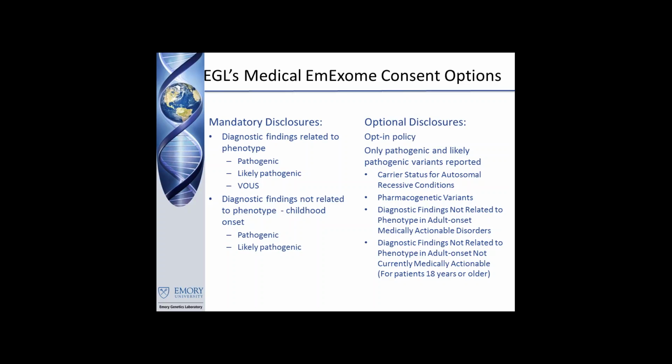We also have two categories of diagnostic findings that are not related to phenotype in adult onset disorders. The first one is adult onset medically actionable disorders, such as some of the hereditary cancer syndromes. And the last one is adult onset disorders that are currently not medically actionable. Something like Parkinson's or Alzheimer's would fall into this category. We won't report anything not medically actionable in an adult onset disorder in any patient that's under the age of 18, but this can be requested later.